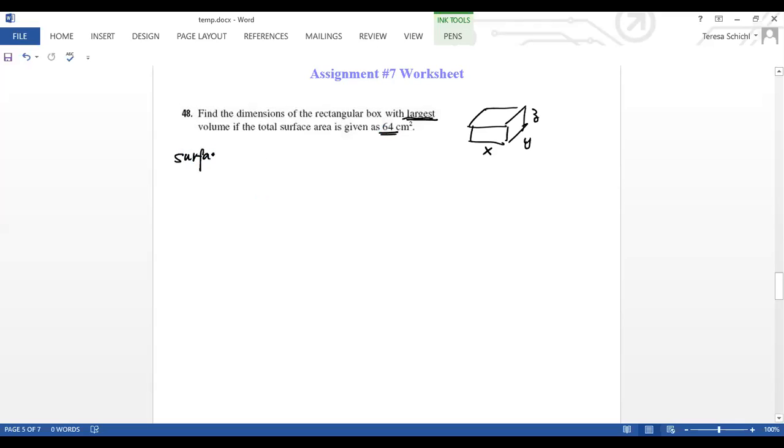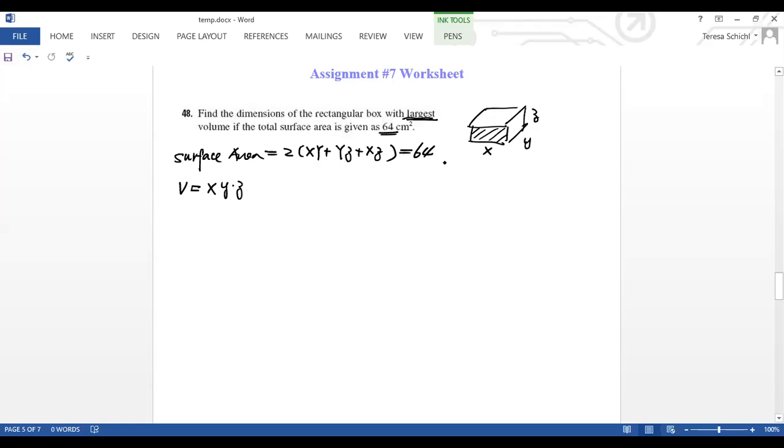The surface area will be 2xy plus 2yz plus 2xz, because x times z is the area here, right? And now you want to simplify this. This one is equal to 64. The volume is x times y times z, and you want to maximize this one.